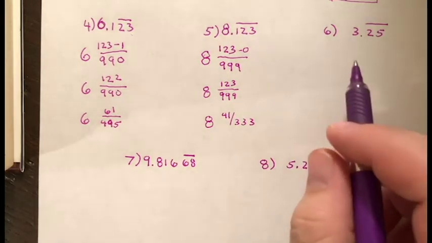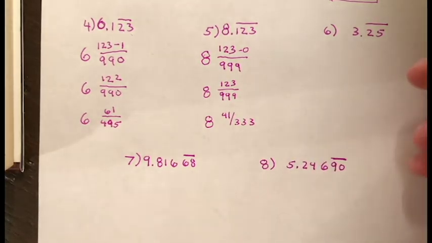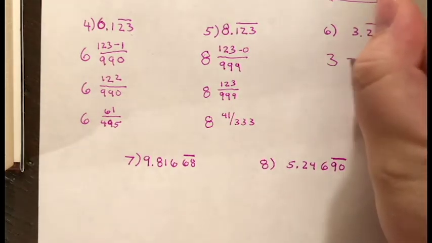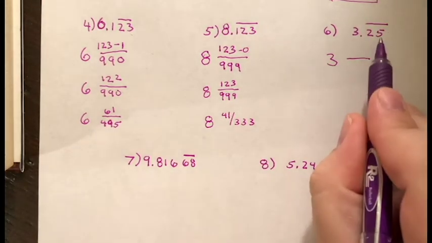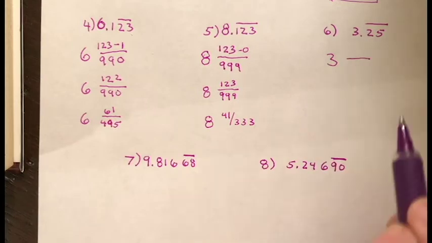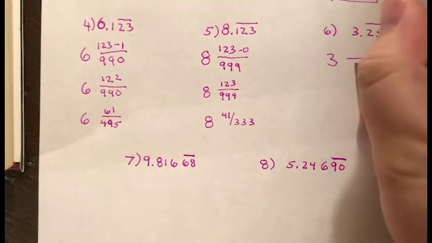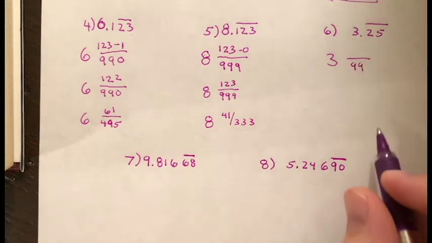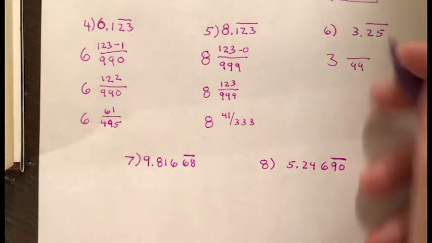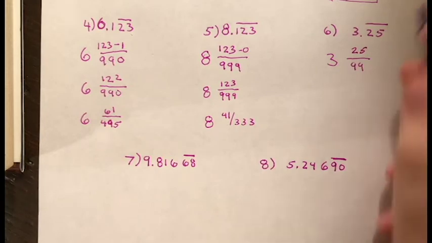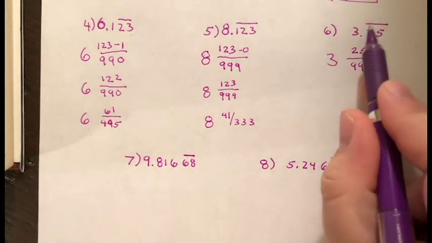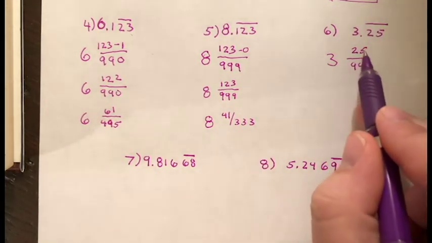Okay, look at 6. Same steps. Keep the integer. All right, done. My denominator is going to be 99 because both of these have a bar over it. My numerator is going to be 25. And since I don't have anything that's missing a bar, I'm not going to subtract anything.